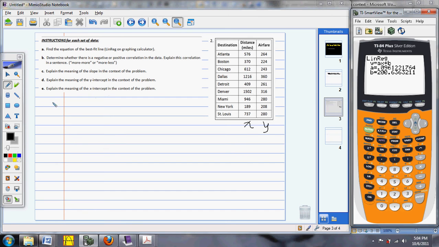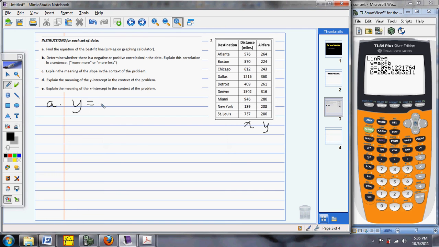So the first thing that we're going to do on our paper is write down the equation. Now, it's a good idea to round it to 2 significant figures, which means the first 2 non-zero numbers, or you could round to 1 decimal place. This would be like 0.1 or 0.096. Because this is going to be money, airfare is in dollars and this is in miles, I'm going to round to the nearest hundredths place, that's cents, but this would round to 10 cents. So I'm going to write it that way.